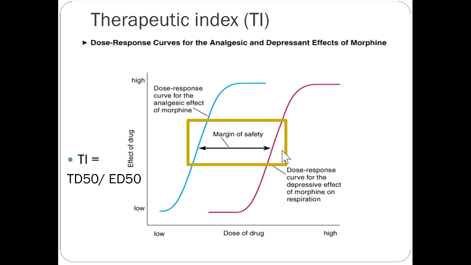Some drugs will have a wide therapeutic index where really a small amount of the drug is effective in most of the population, and it takes a lot of drug to cause toxicity. So again, you might have very few side effects, very good efficacy, and that's more of a wide therapeutic index medication.